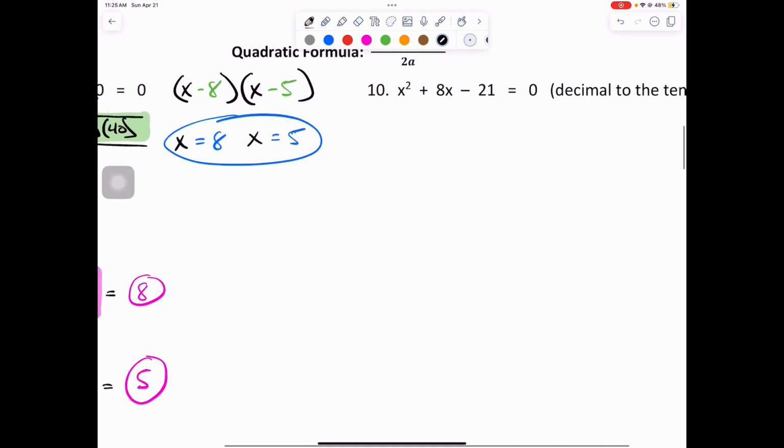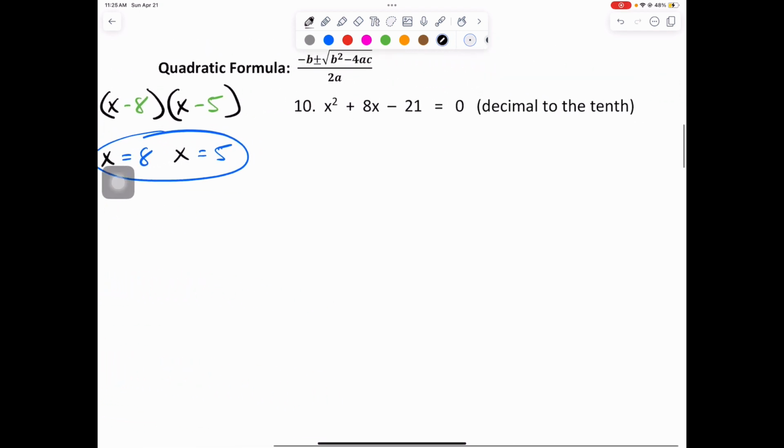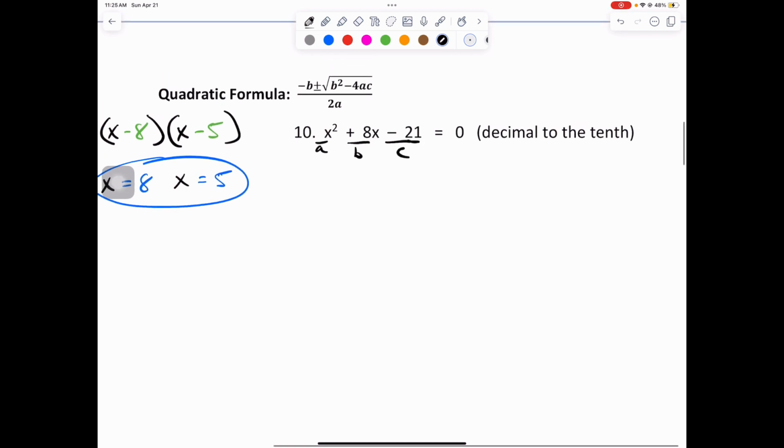And moving forward to number 10. Oh my goodness, decimal to the 10th, no big deal. Let's start by labeling our A, our B, and our C values. Wonderful job. Now, can we factor this out? No, we cannot, because there are not two factors that when multiplied give us -21 and when combined give us that +8.